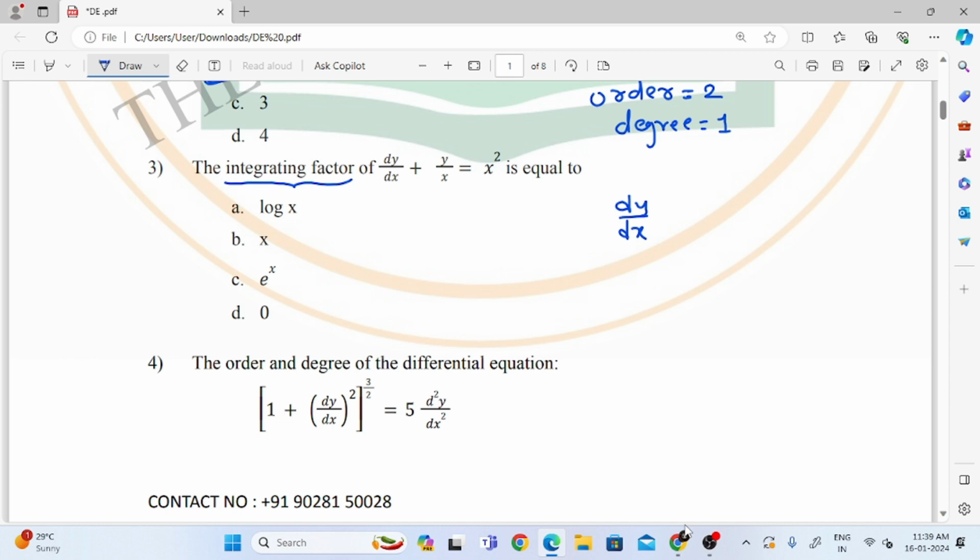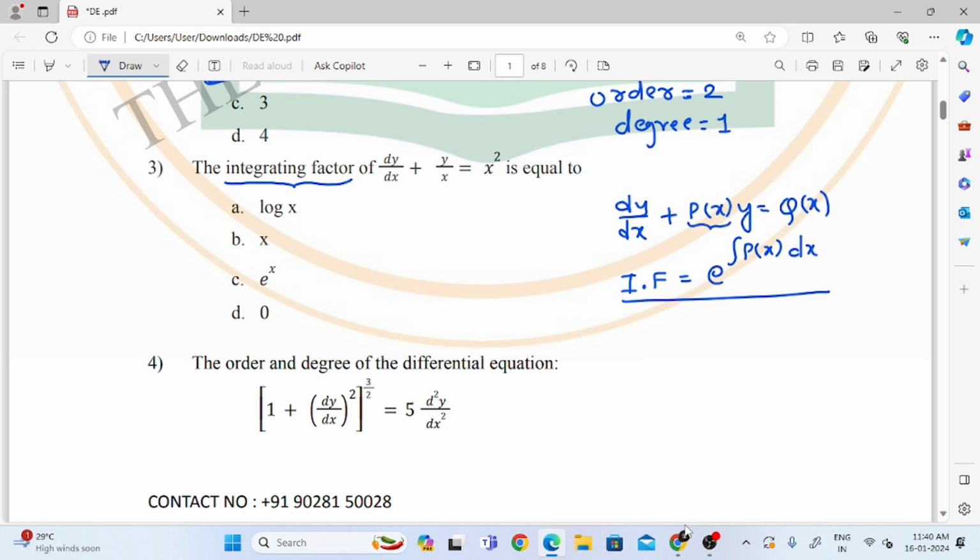If the equation is like this, dy upon dx plus p of x into y is equal to q of x, if the differential equation is given in this form, then the integrating factor of that equation is nothing but e raised to integration p of x dx. This is the integrating factor. And in this question we have to find only the integrating factor. It is already given in this form, dy by dx plus p of x.